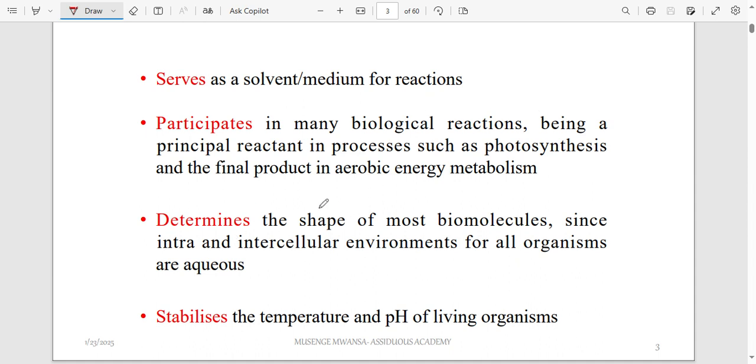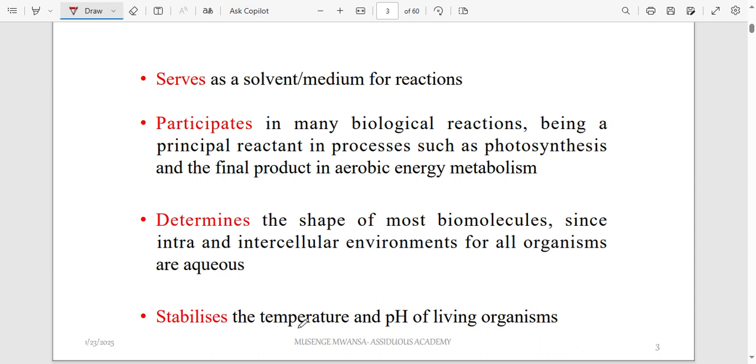Again, water determines the shape of most biomolecules, since the intra- and intercellular environment for all organisms is aqueous. For example, a cell maintains its shape because of water, because the environment inside is made up of water. And then water also stabilizes the temperature and pH of living organisms.